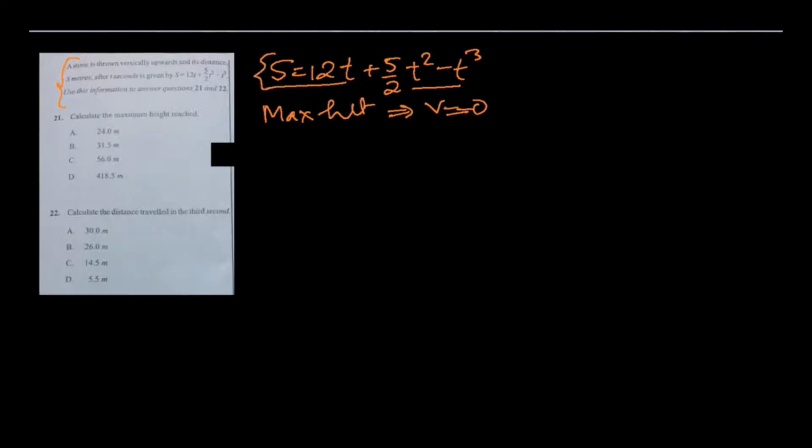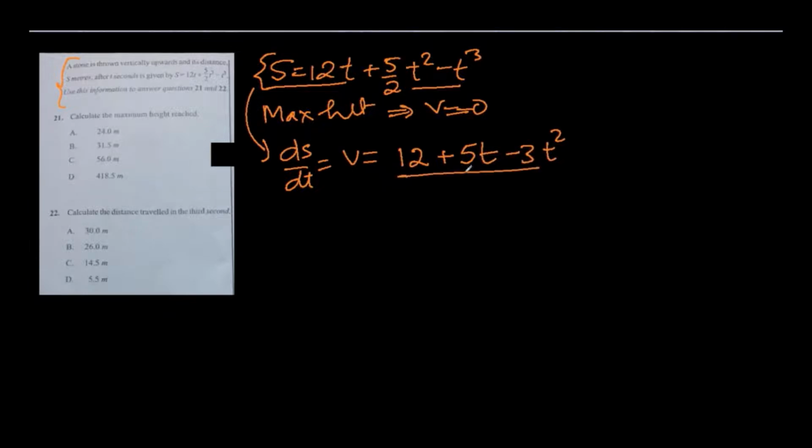But we have an equation for displacement, so we will convert it to velocity by differentiating it. So ds over dt, which is velocity, is equal to 12 plus 5t minus 3t squared. This is the velocity. Now we'll make it equal to 0 to find the time when it is stationary. So we bring everything to the right side: 3t squared becomes positive, 5t becomes negative, and 12 also becomes negative.